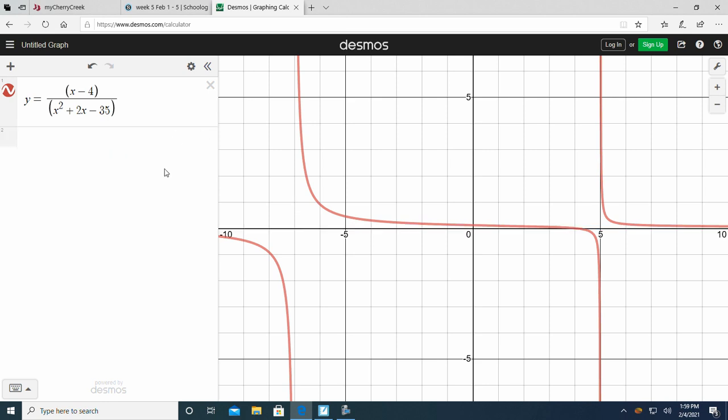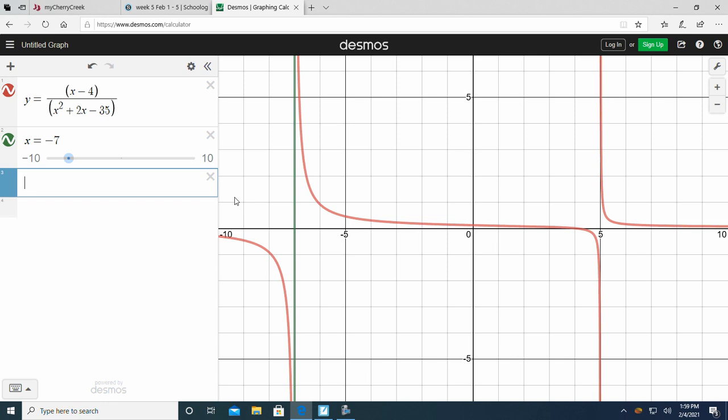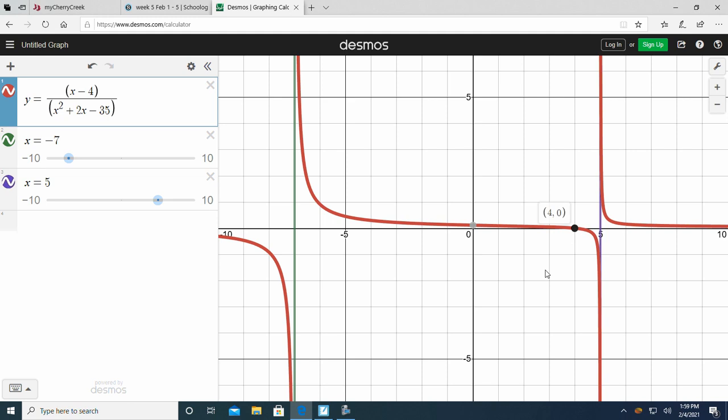So right now I know that I'm going to have at x equals negative 7 an asymptote, and I also have an asymptote at x equals 5. Remember, x equals a number is a vertical line. So those are my 2 asymptotes that are taking place. And then we also said we found this point right here. Okay? So I think with that information, we can answer the problem. So it's below the x-axis from negative infinity up until we get to negative 7.